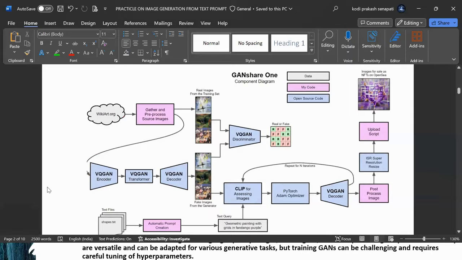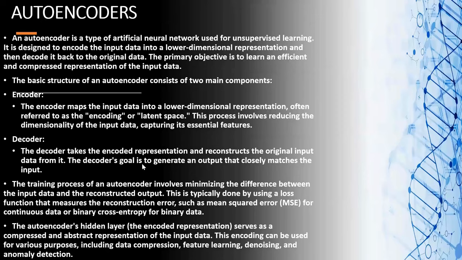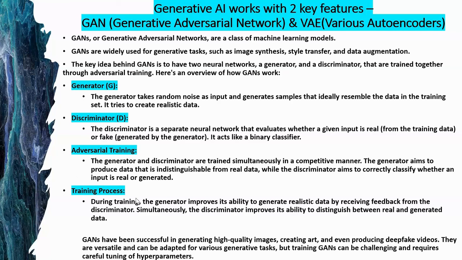So let's talk about this now. From the current slides, the discriminator is a separate neural network that evaluates whether a given input is real, from the training data, or fake. So real or fake, as I just said, it acts as a binary classifier. Binary classifier means real image or fake image. It is binary because if I say a real image is one and a fake image is zero, all those things come up here, guys. As for the training process, once you train with a lot of noise points, during training the generator improves its ability to generate realistic data by receiving feedback from the discriminator.